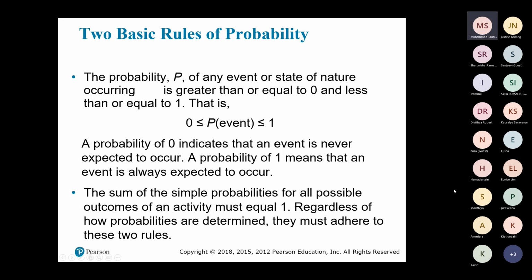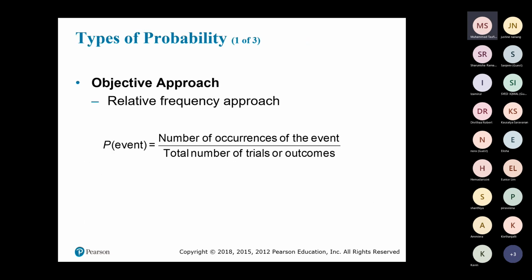These are the two basic rules that you must follow when you are using probability. First of all, the value of probability is between 0 and 1. And then the total, or the summation, of all probabilities for one event must be equal to 1. So these are the two rules of probability.